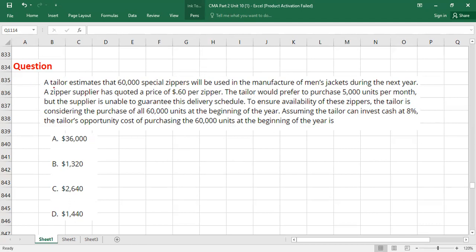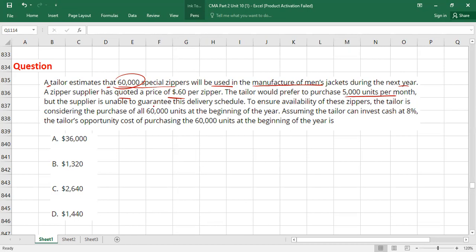For example, they're saying that a tailor estimates that 60,000 special zippers will be used in the manufacture of men's jackets during the next year. A zipper supplier has quoted a price of $6.5 per zipper. He told you that $6.5 per zipper you have to pay to buy one zipper. The tailor would prefer to purchase 5,000 units per month. We need 60,000 zippers in year term, but the tailor would prefer to buy 5,000 zippers per month, because 5,000 each month times 12 months gives you 60,000 in a year.